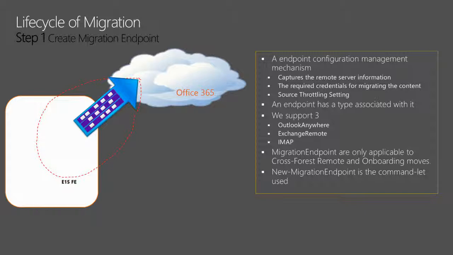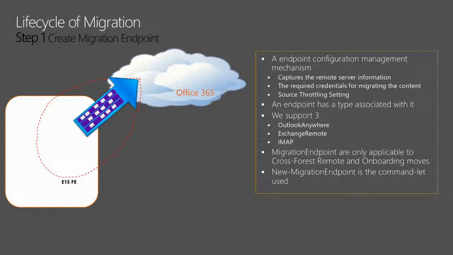It's a configuration that represents the source environment. It represents where the server is that you need to connect to, to be able to pull in the data. In this case, this is where the MRS proxy is running for us to pull in the data. We have 3 types of migration endpoints, each tied to a protocol. We have the Exchange Remote Move migration endpoint, which is for the hybrid moves, which is what we'll use.